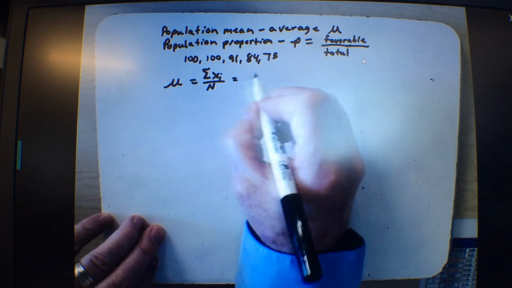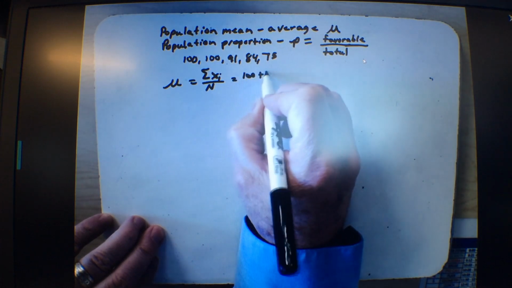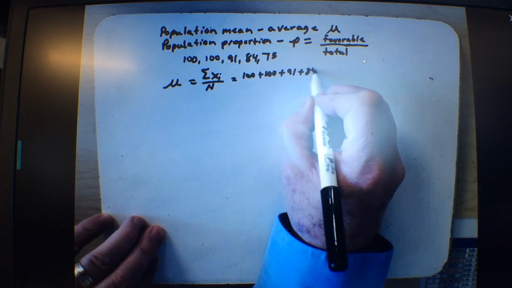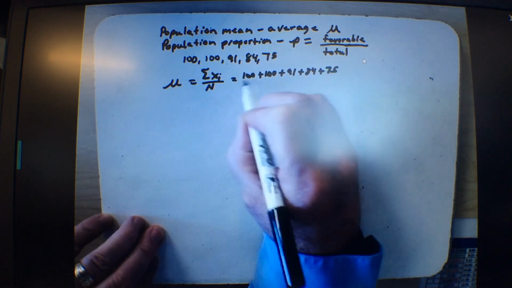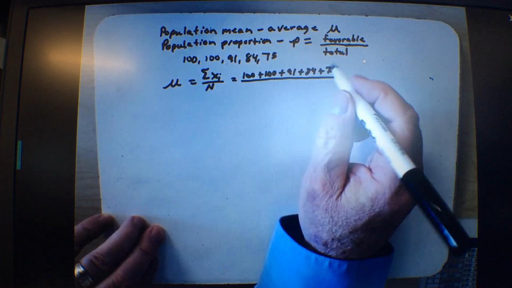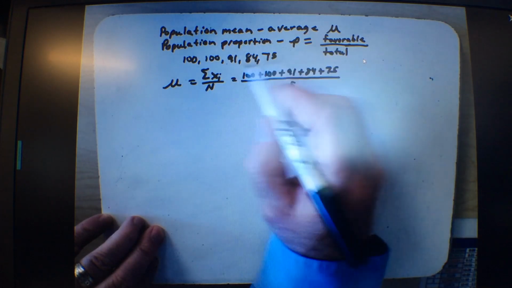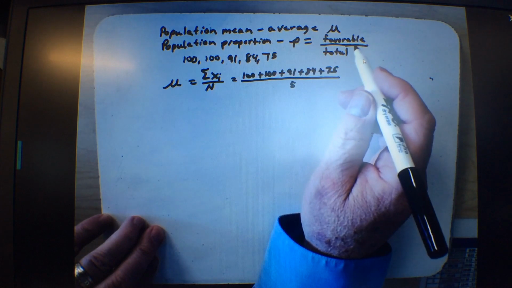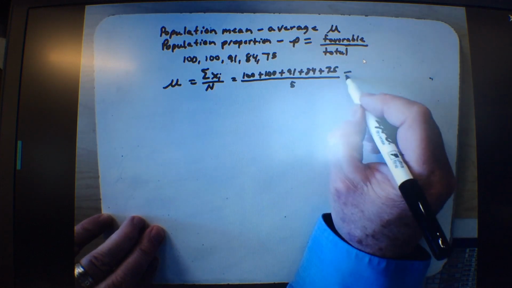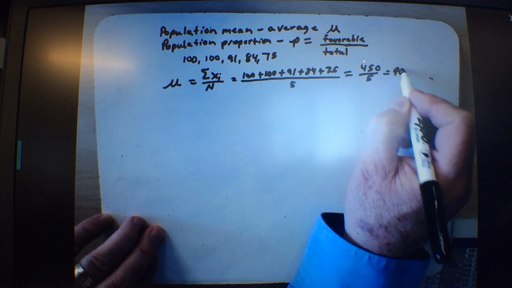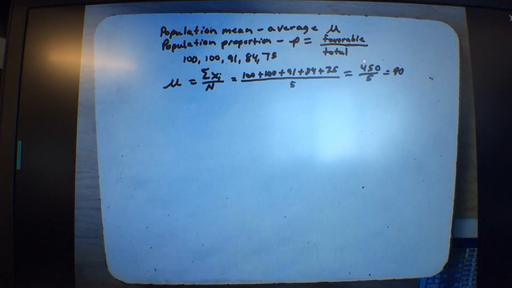So what we're going to do is take 100 plus 100 plus 91 plus 84 plus 75. On your calculator you can add those up, and then we're going to divide by 5, right? Because there's 5 of them. So you get 450 over 5, correct? Which is 90. So the average of that population is 90. We've been doing that for a long time, correct?